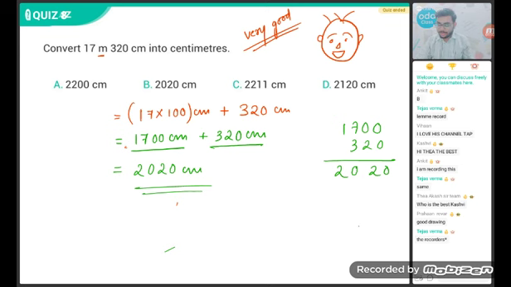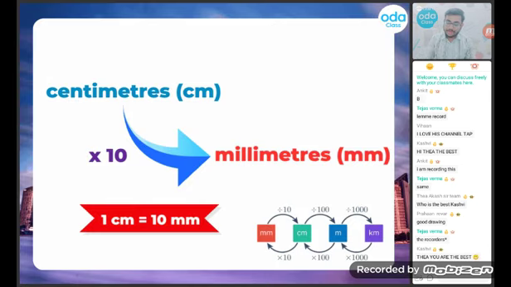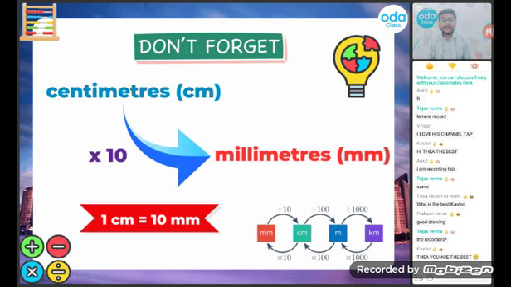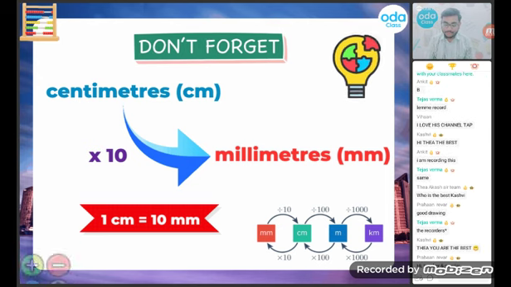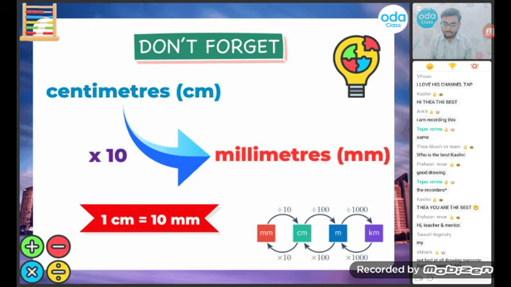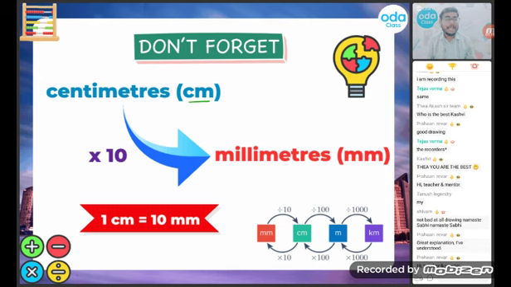Done? Fine? Okay. The next topic which we are going to learn is very, very easy and important. So we have learned about the conversions. Next we are going to learn about the conversions of centimeters to millimeters. Centimeters in short you write cm and millimeters in short you write mm.